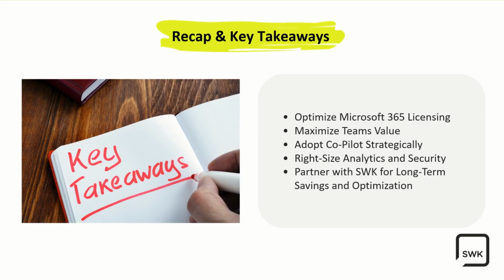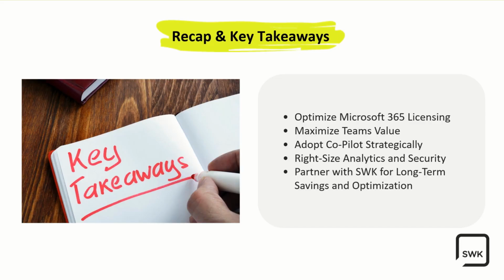Okay, recap and some key takeaways. Optimize Microsoft 365 licensing. Regular audits and right-sizing subscription tiers cut wasteful spend from inactive accounts and misaligned plans while keeping licenses aligned with changing business needs. Maximize Teams value. Consolidating collaboration tools into Teams reduces duplicate costs, streamlines communication, and leverages built-in integrations for added functionality at little or no extra cost, really.